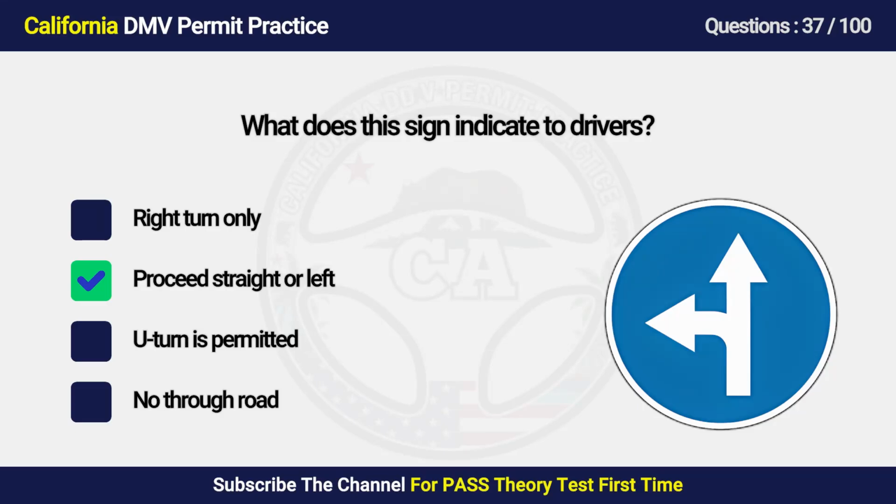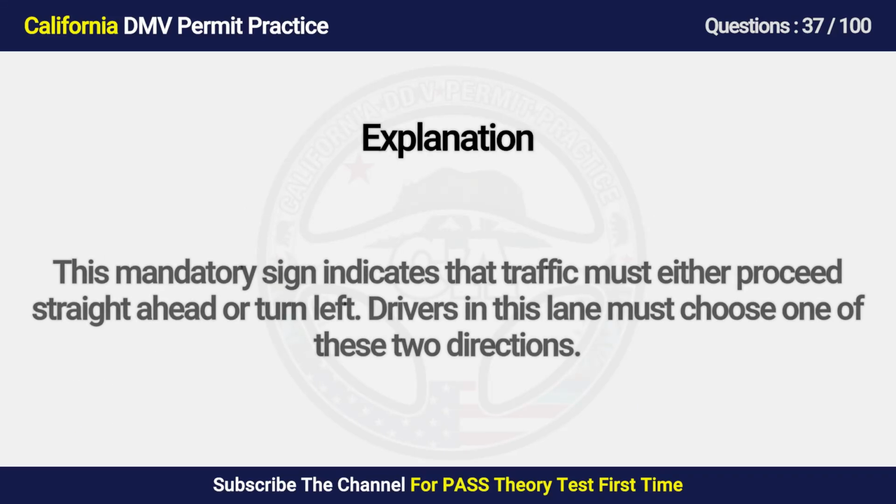Answer is B, proceed straight or left. This mandatory sign indicates that traffic must either proceed straight ahead or turn left. Drivers in this lane must choose one of these two directions.